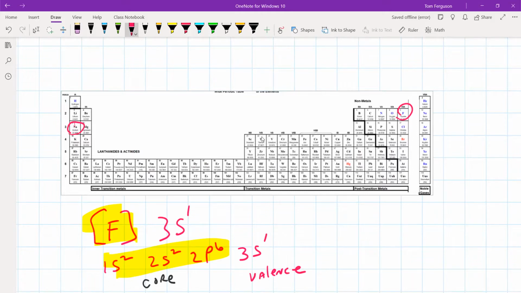so the 3s1 electron is the valence electron. Again, the valence electrons are the outermost electrons. They contribute 99.9999% of the chemistry of an element. And that's the reason why we focus on valence electrons. Okay.